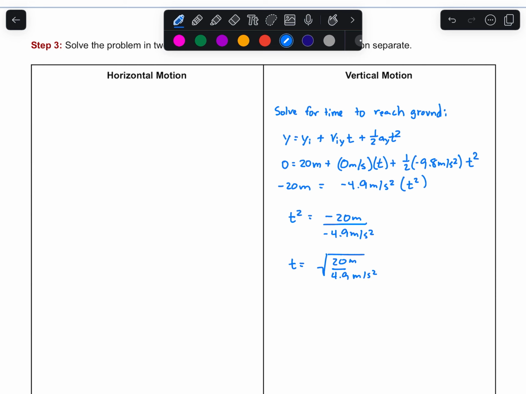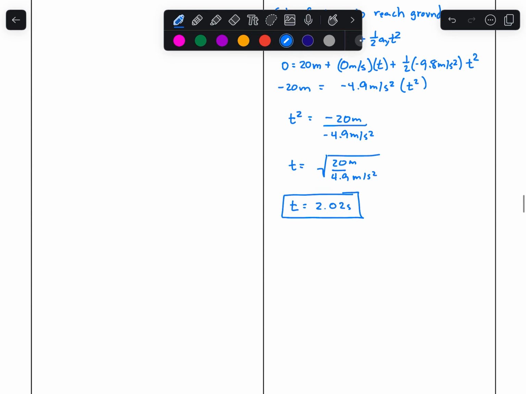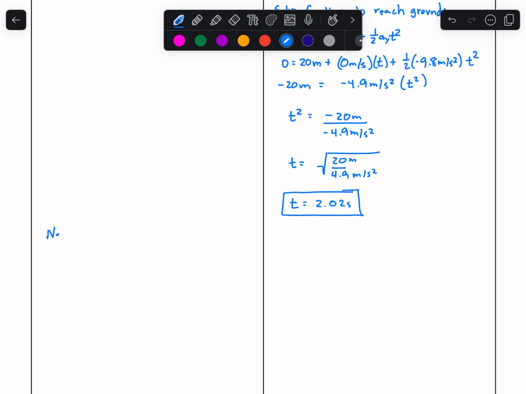Now, I know that math teachers will tell you that there are two solutions to every square root. There's a positive solution and a negative solution. I'm not showing it here, but I'm rejecting the negative solution because in the context of this problem, it doesn't make sense. A negative 2 seconds would not have any meaning. So I've rejected that, even though mathematically I know it exists.